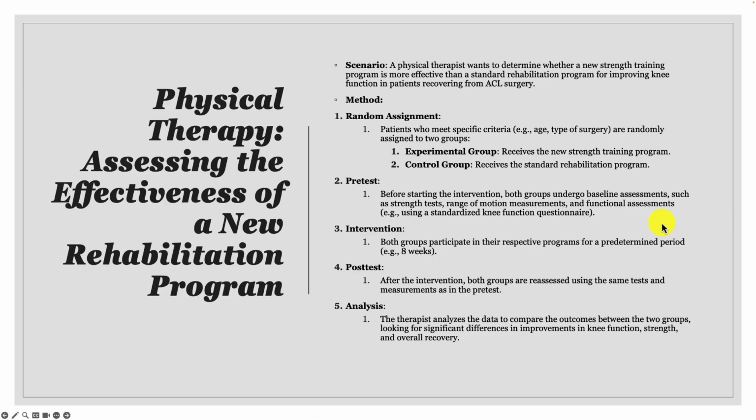So you're all familiar with this. I have a couple of examples here just to say, okay, this is kind of what we're looking for, right? So I would say a physical therapist wants to determine whether a new strength training program is more effective than a standard rehabilitation program for improving knee function in patients recovering from ACL surgery. So what is this going to have that the others did not have? Well, it's going to have random assignment. So even though I'm talking about physical therapy right now, please pay attention because I'm not going to read this on every single one.